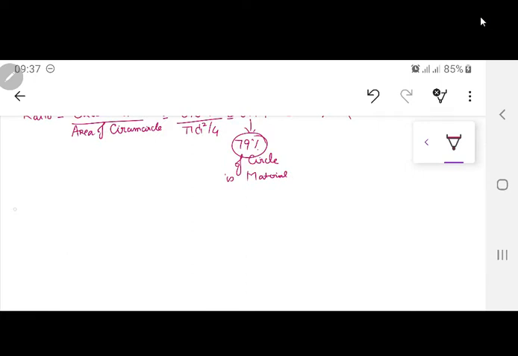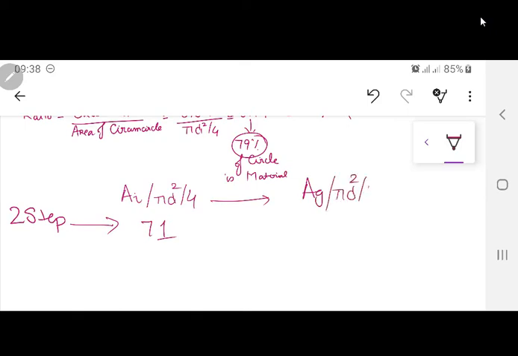Now, if I just take this table, which is actually for a two-step core, let me call this area AI divided by pi d square by 4. So for this two-step core, according to this table, this is equal to 0.71. And the next one is the AG divided by pi d square by 4, so this value is 0.79.